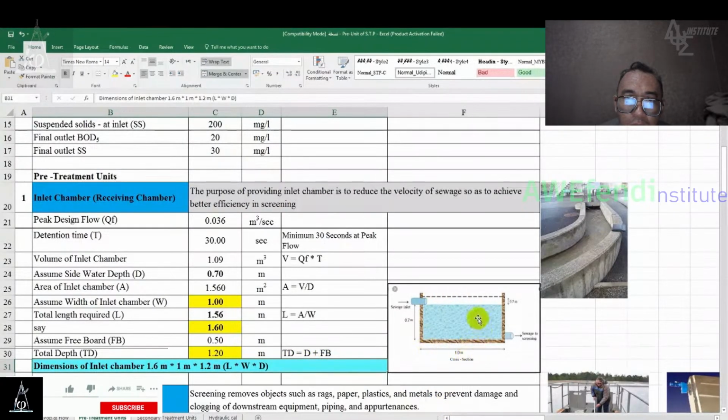This is the cross-sectional area of the inlet chamber. This is the free board 0.5, and this is the water depth 0.7, and the width is 1 meter. This is the sewage inlet, and here sewage goes to screening. The inlet chamber can be straight or curved like this in this picture.